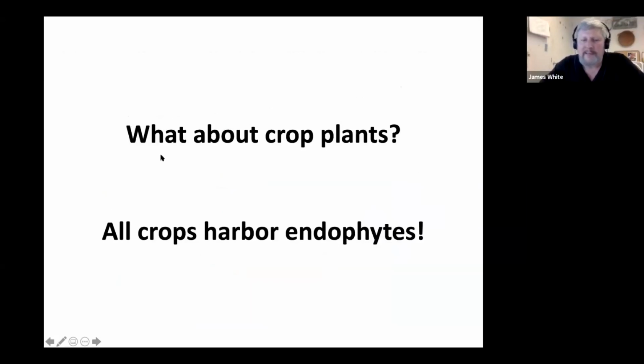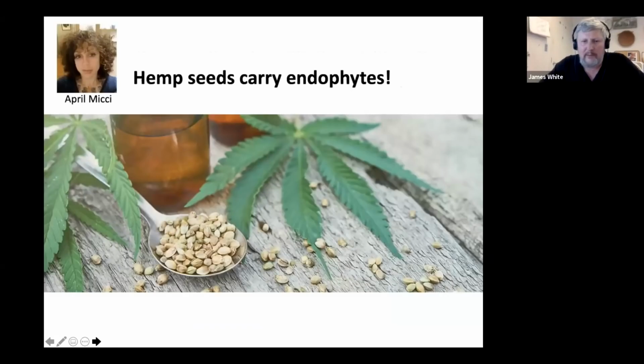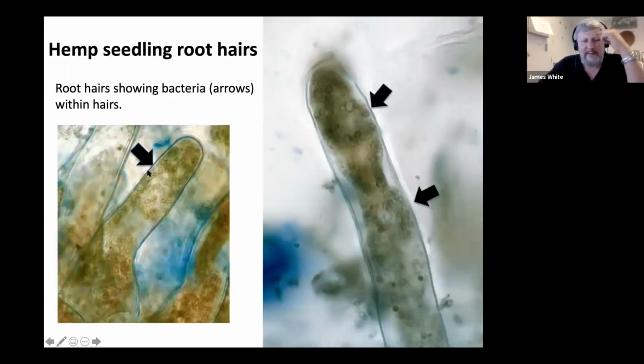Okay, what about crop plants? Okay, that cactus wasn't a crop, it's wild. Crop plants, all of them harbor endophytes. Here's one: one of my graduate students, April Michi, is trying to work on endophytes in cannabis. Of course, it's not quite legal here, so it's kind of hard to work on this right now. But we do have some people who are approved, so we can do a little bit of work on it. But if you take the seed of cannabis, it naturally carries endophytes on it. And in the seed, and you germinate that, take a look at it, you get this.